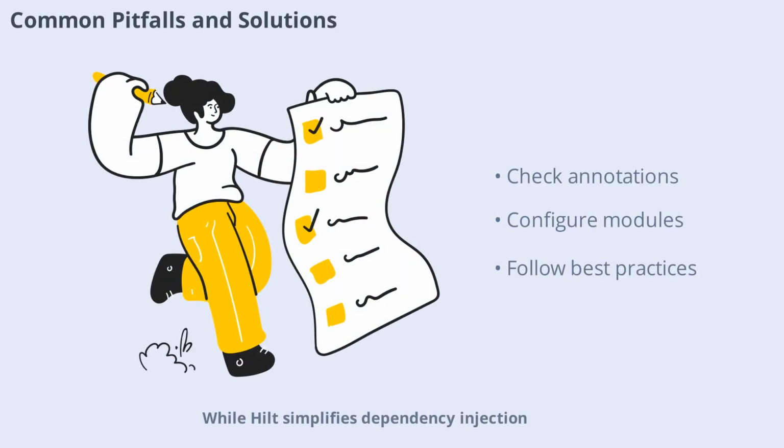While Hilt simplifies dependency injection, there are common pitfalls to watch out for. Forgetting to annotate components, misconfiguring modules, or incorrectly scoping bindings can lead to errors. Always double-check your annotations and module setups. Refer to Hilt's documentation and best practices to avoid issues and ensure smooth integration.